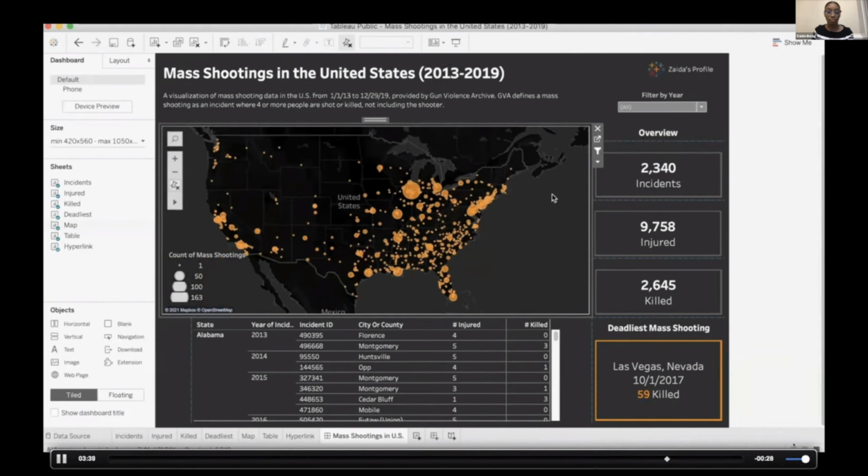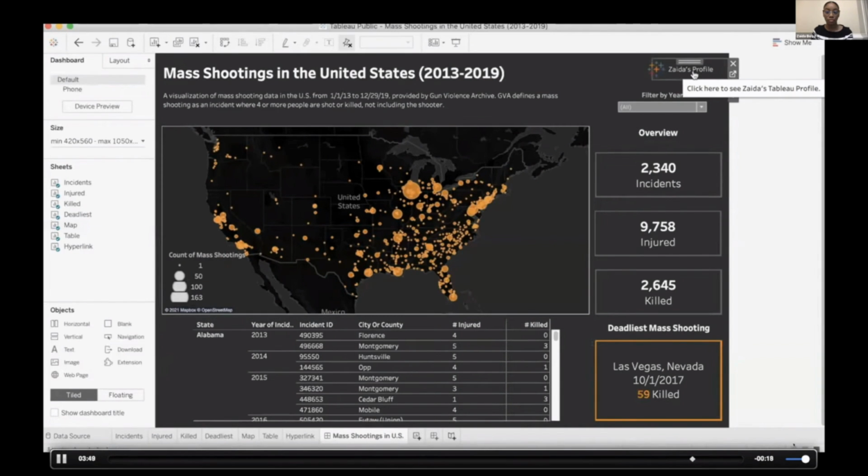And the last thing I wanna point out on my dashboard is this button here. This is just a hyperlink that I created using dashboard actions. And all it does is takes you to my Tableau public profile, which I will link in case anyone wants to follow me on there or check out the rest of my visits.